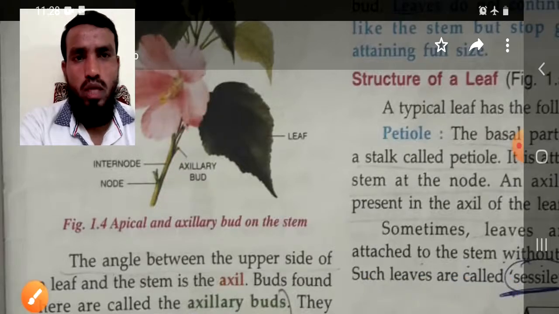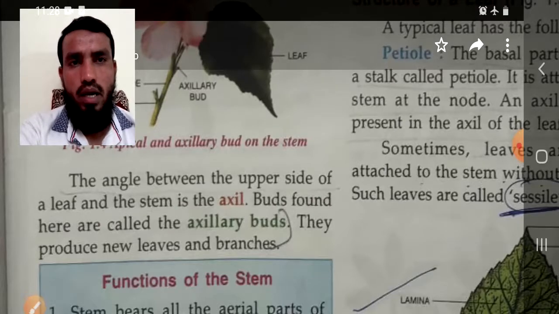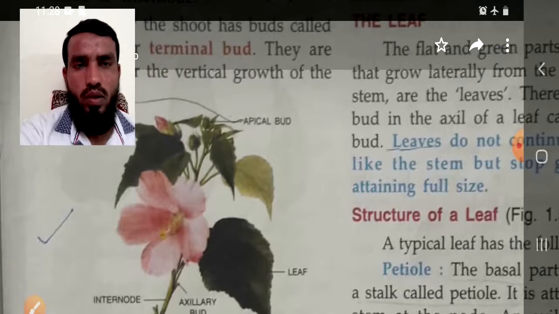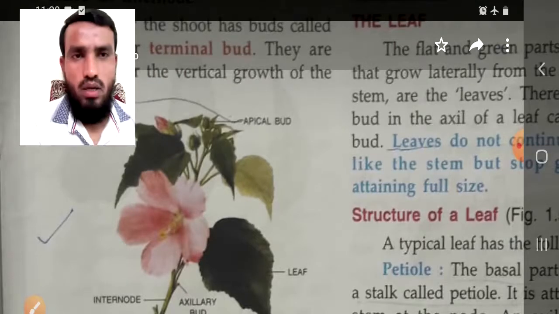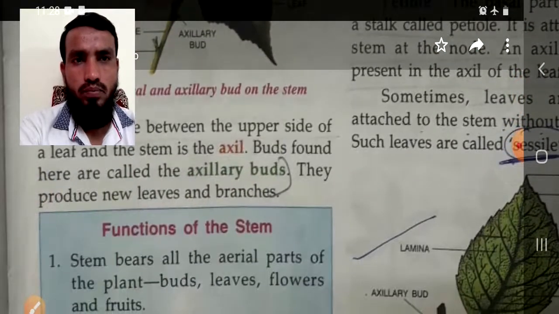So these are the two types of buds that are present on our stem: number one, axillary bud, and number two, apical bud. Apical bud is present on the top, so the plant will grow vertically. So you have to keep these buds in your mind.